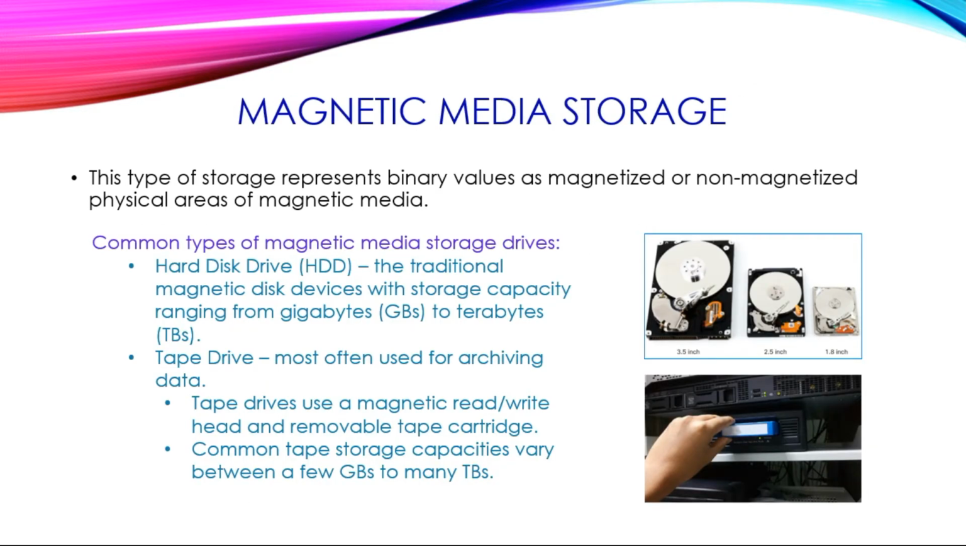Magnetic media storage. This type of storage represents binary values as magnetized or non-magnetized physical areas of magnetic media. Common types of magnetic media storage devices are the hard disk drive (HDD), the traditional magnetic disk drive with storage capacity ranging from gigabytes to terabytes. Tape drives are most often used for archiving data. Tape drives use a magnetic read-write head and removable tape cartridge. Common tape drive storage capacities vary between a few GBs to many TBs.